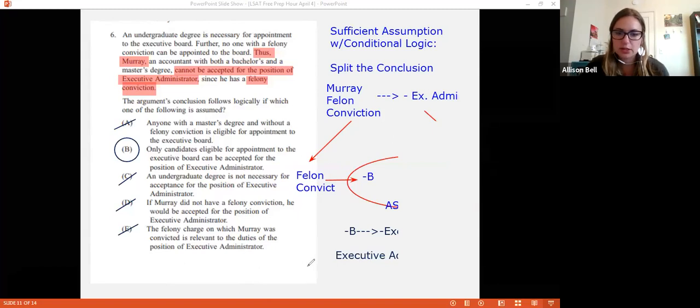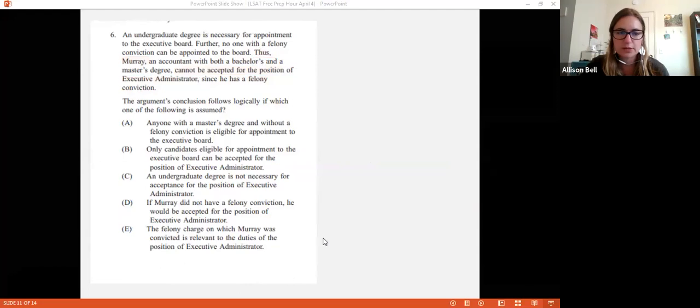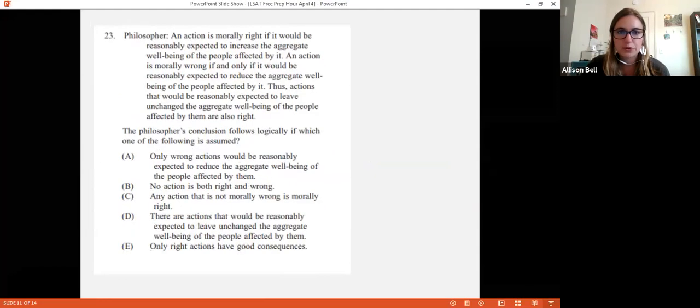If there aren't any questions, then we're going to give this another go. We'll do another sufficient assumption question. You're welcome to try the diagramming strategy that we just used if you think it would be helpful.